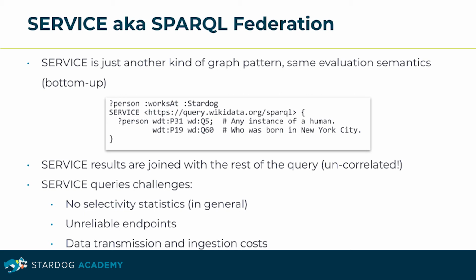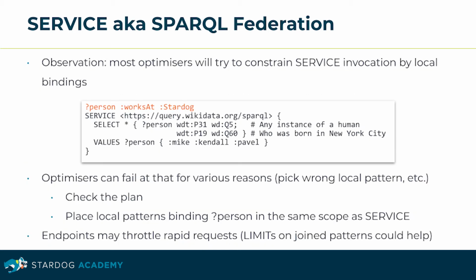And we're also going to pay the data transmission and ingestion costs on the data that is coming back. So our first observation here is that most optimizers are going to try to constrain the service invocation by local bindings. So we want those local bindings to move into the service pattern and add some constraints. This will limit the amount of data that we're going to pull back. But that can fail for various reasons.